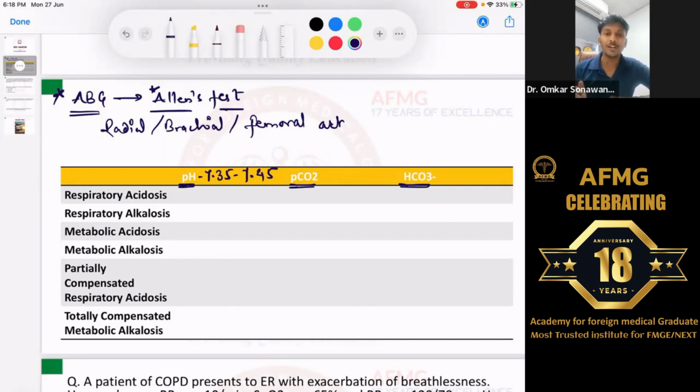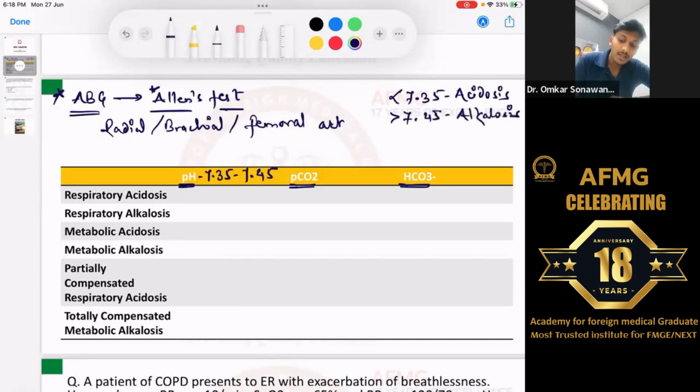Anything more than 7.45 is considered alkalosis. Anything less than 7.35 is considered acidosis. I hope that this is pretty much clear. So anything less than 7.35 is definitely acidosis, and anything more than 7.45 is definitely alkalosis in the patient. No issues with this, anybody?